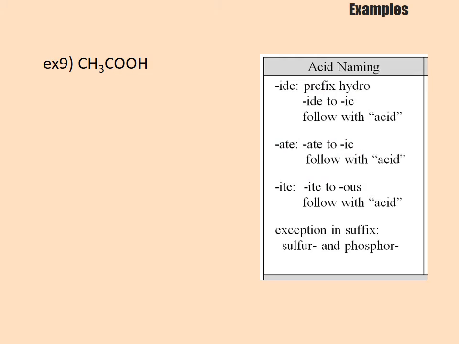Example 9, CH3COOH. Right off the top, you may have noticed that this looks different than the other acids. And that's because we were told all acids have H plus at the front of the formula. But we clearly don't have any hydrogen at the top of this formula. Now, why is that? The H is actually on the back. But why is the H placed on the back of the anion instead of the front, like all the other acids? And that's because this is an exception.